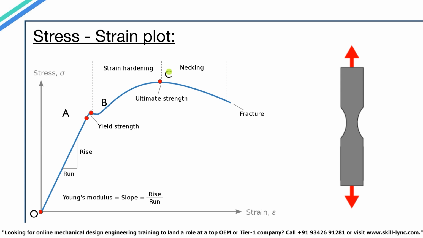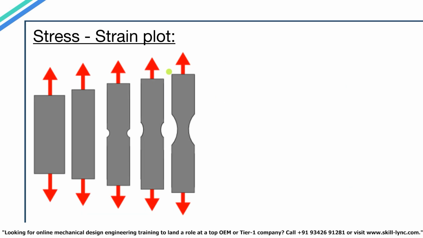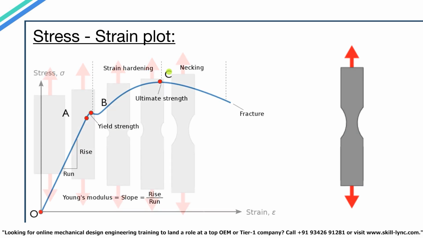And if any metal is subjected to a very high stress, it doesn't immediately snap into two pieces. There is a gradual decrease in the cross-sectional area as shown in the image before the material completely snaps into two pieces. So this decrease in cross-sectional area will begin at point C, which is the ultimate tensile strength. Then the material will completely snap into two pieces at point T, which is called the fracture or the breaking point of the material.